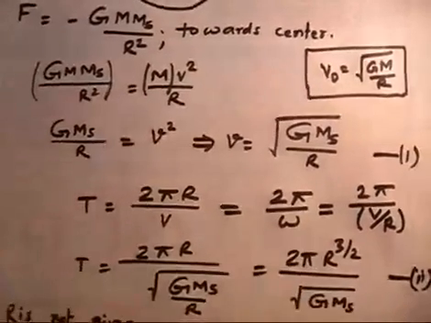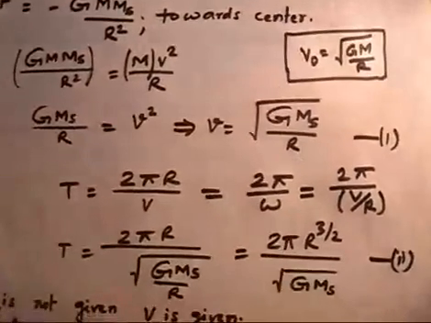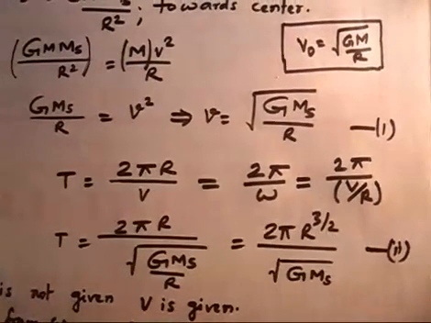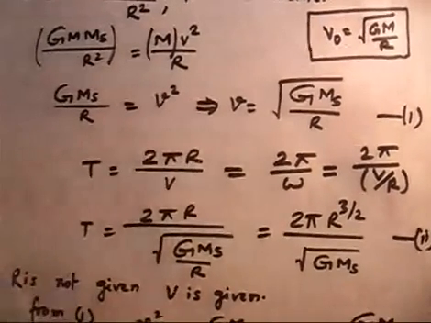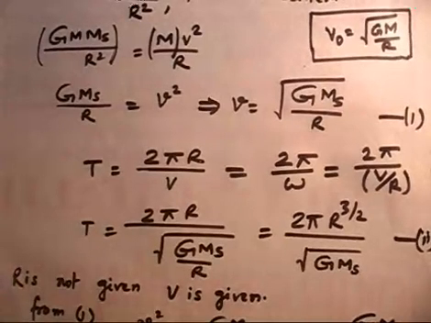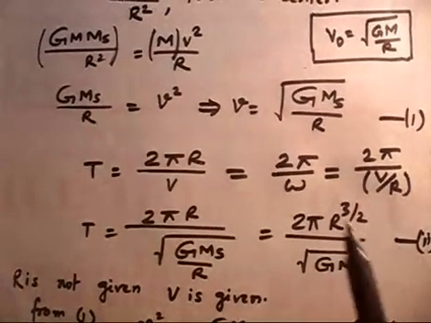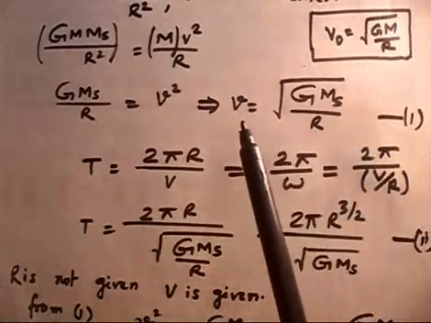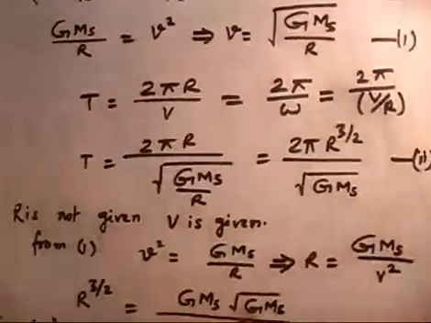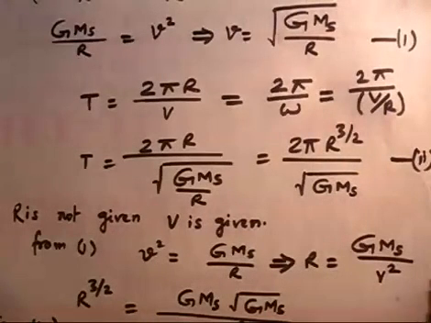Now 2 pi r by v, I know from the first part, v is under root GMs by r. If I plug this value, this comes out to be 2 pi r to the power 3 by 2 divided by under root GMs. Now in this question r is not given, but v is given. So from equation 1 I can find r in terms of v. If I square equation 1, v square becomes GMs by r, so from here I can find r as GMs by v square.